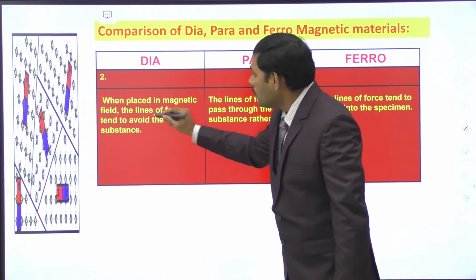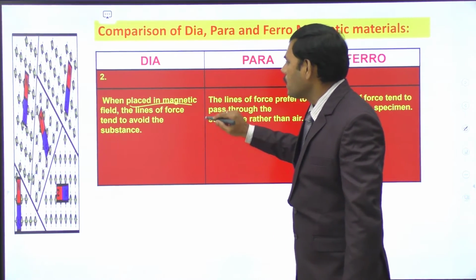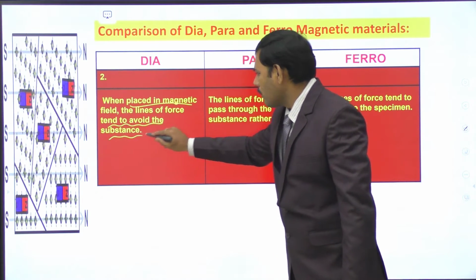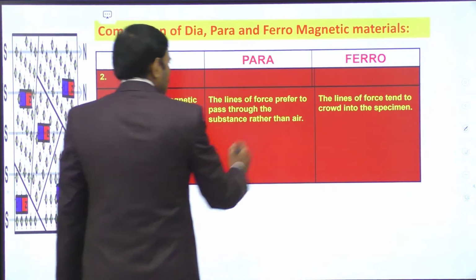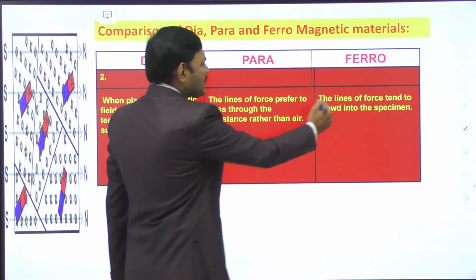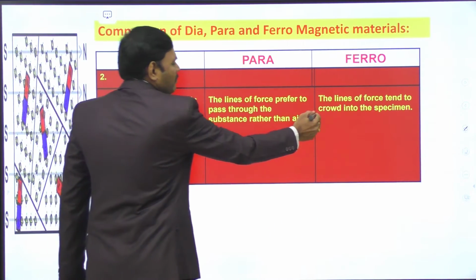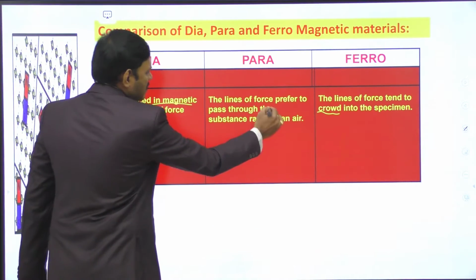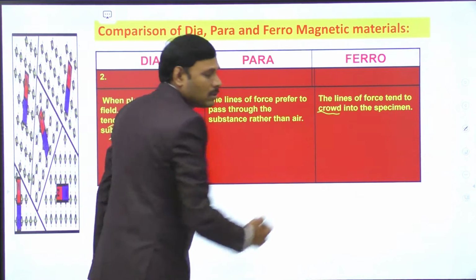Because of that reason, when diamagnetic substances such as copper are placed in a magnetic field, lines of force tend to avoid the substance, trying to move outside the substance, whereas lines of force prefer to pass through a paramagnetic substance. And in ferromagnetism the lines of force tend to crowd into the specimen. We use the term crowd because it shows a strong magnetic property.